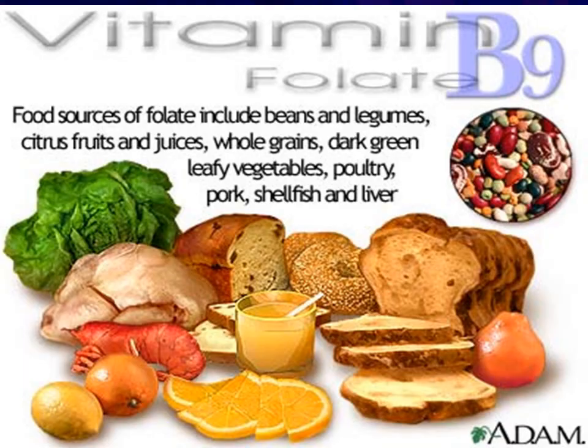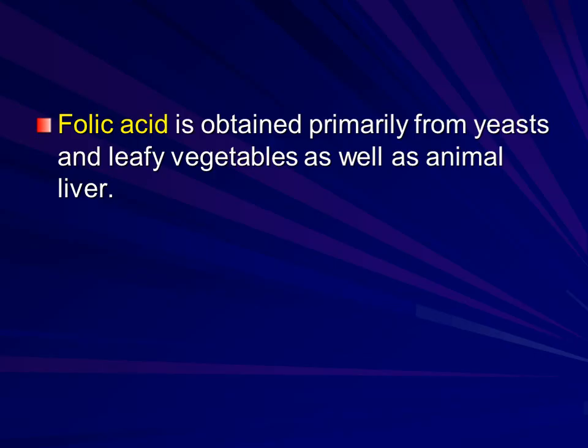Sources of folic acid are present in different types of food like beans, legumes, citrus fruit, juice, whole grains, and different types of food. Folic acid is obtained primarily from yeast and leafy green vegetables as well as animal liver, so it is present in different types of food.